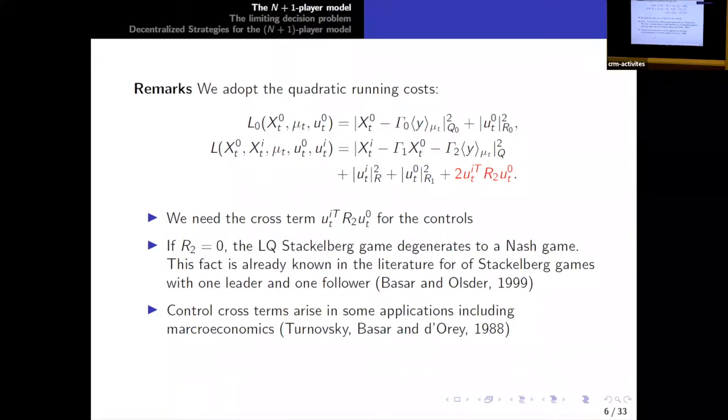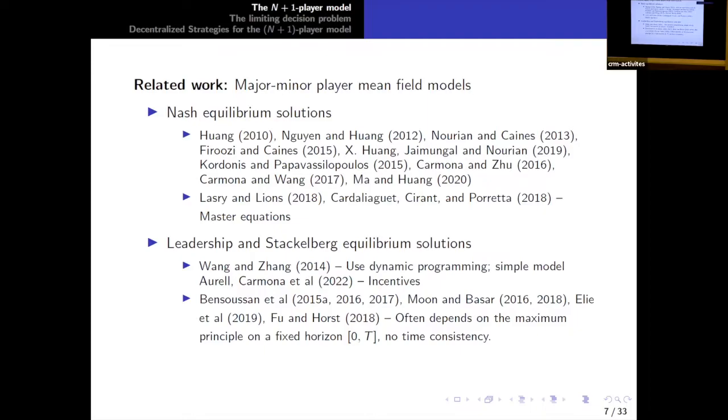For example, it can arise in applications in macroeconomics, actually in monetary policies. You can see the paper in American Review of Economics. Here is some related work about this class of models.